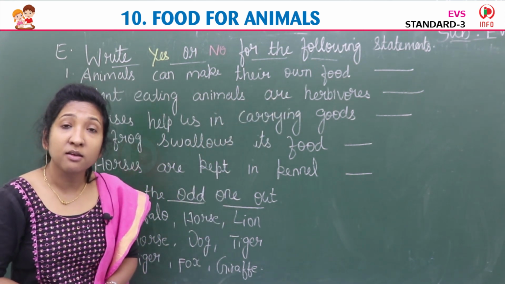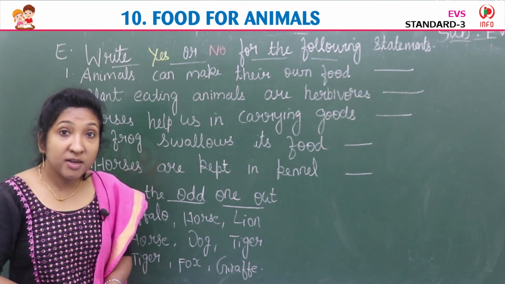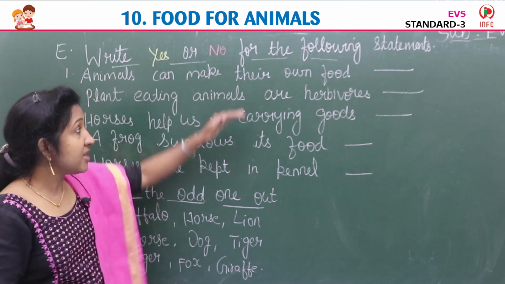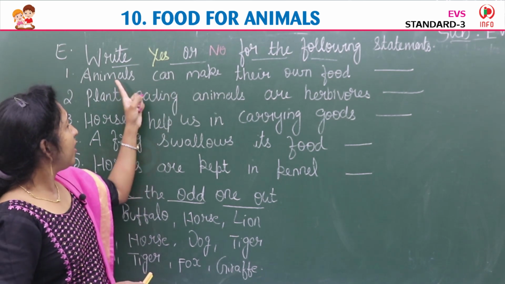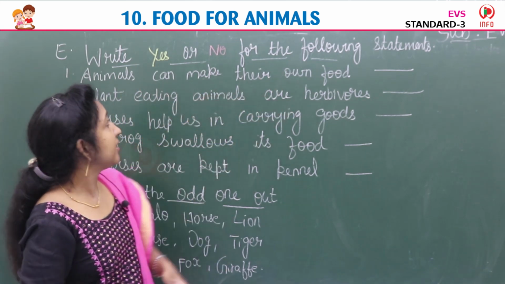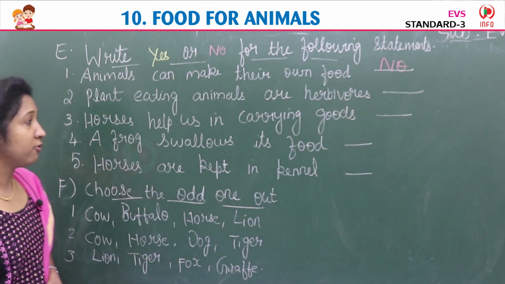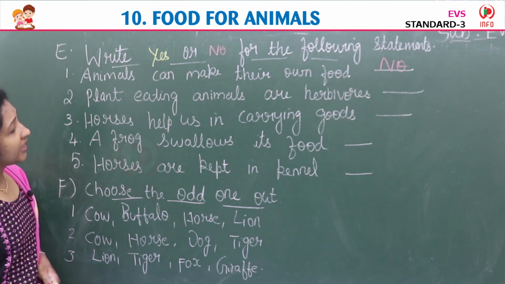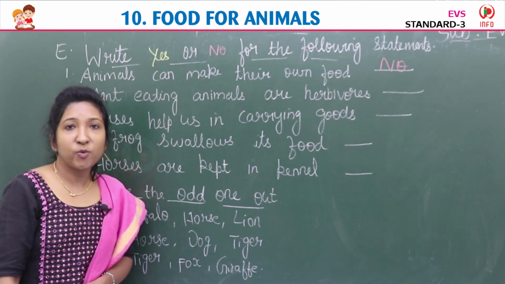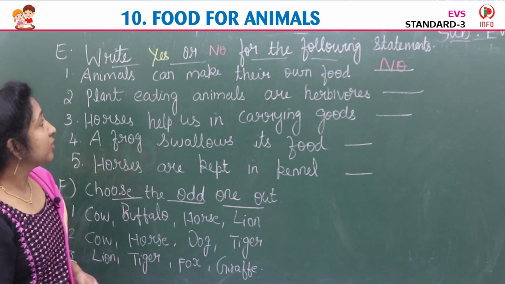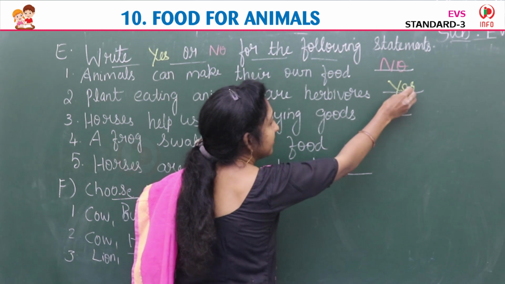Is it true, children? Do animals make food by themselves? Is the statement correct or wrong? The statement is wrong. Animals cannot make their own food. But they have given what? Animals can make their own food. The answer is no, because animals cannot make the food. Second statement is plant-eating animals are herbivores. Herbivores means what? They are plant-eating animals. So the answer is yes. Okay, children. Answer is yes.